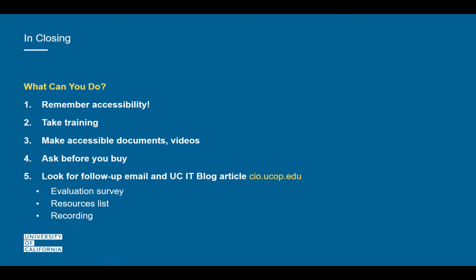Number two, take some of that training that Jill just walked you through. It's free. It's available to anyone at UC. Short classes, really helpful. Get the training. Three, start practicing and making your documents and your videos accessible. You don't have to be perfect. Just start practicing. Number four, if you're going to buy something, ask about accessibility before you pay money.